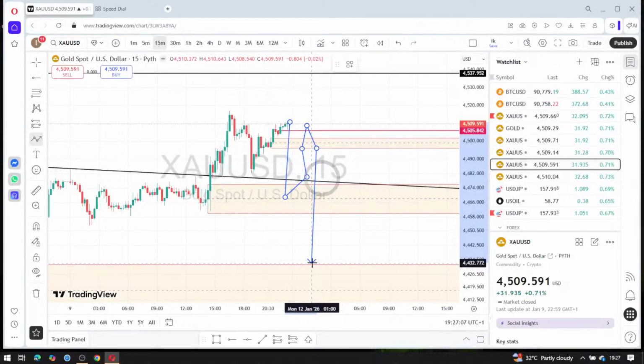Okay, so there has to be a change of character first, and then a retest of the order block that causes that change of character. So people, that is it for a sell scenario. You cannot start a sell except you see a change of character to the downside. That is what I'm saying. You cannot sell until you have seen a change of character to the downside and a retest of the order block that causes that change of character.